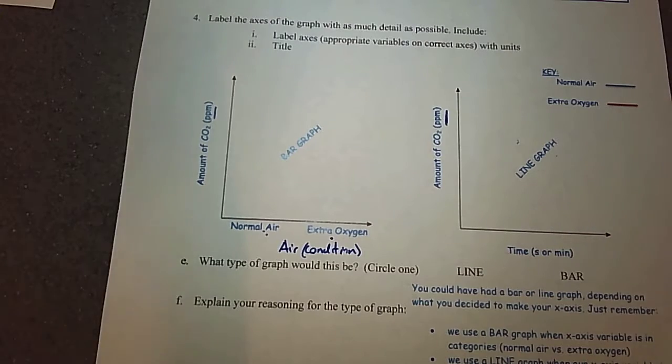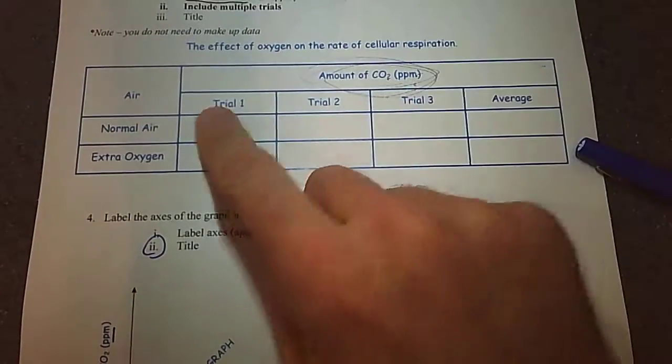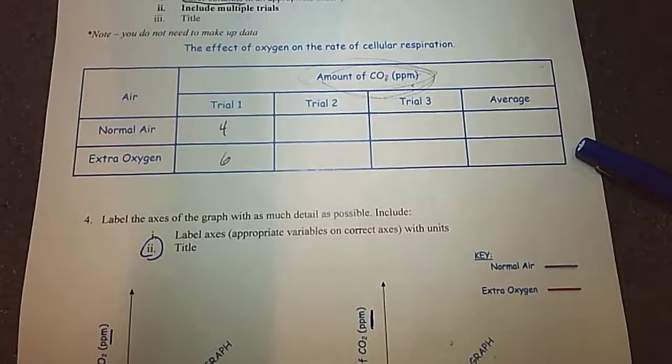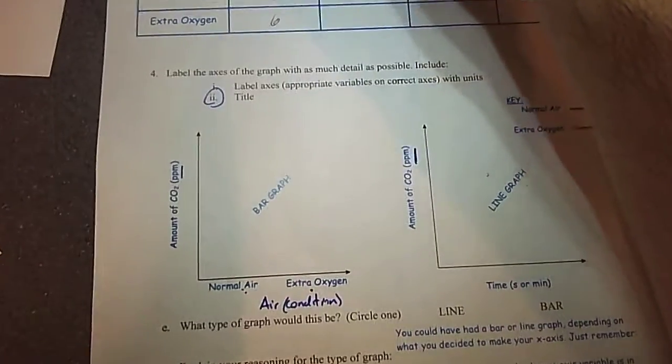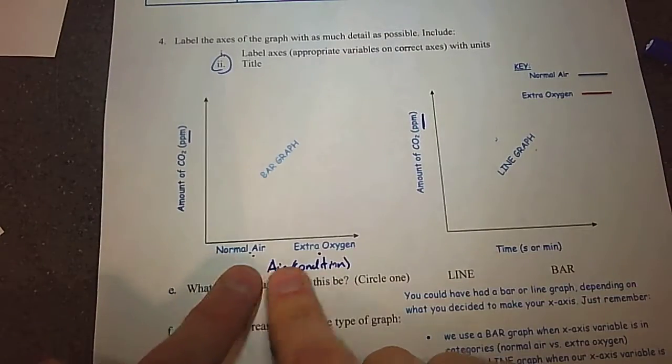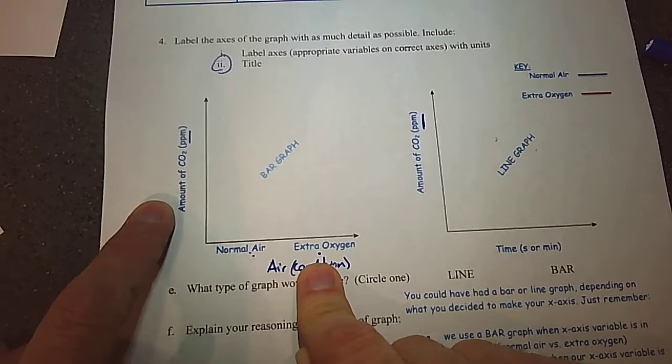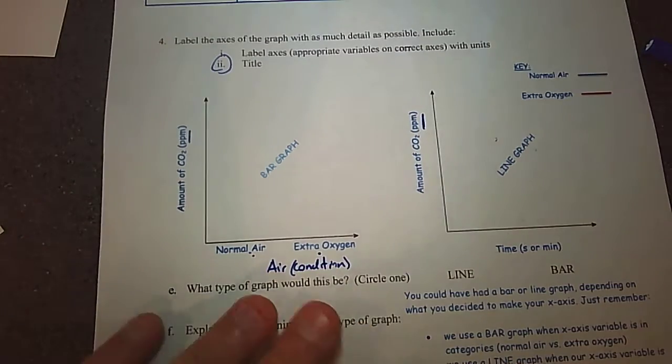Right. Now, one thing you'll notice is that I did not include a title for either of my graphs. So you definitely want a title, and it could be something as simple as the effect of oxygen on the rate of cellular respiration, right? Something there, right? The effect of different air conditions on the amount of CO2 produced, something like that.